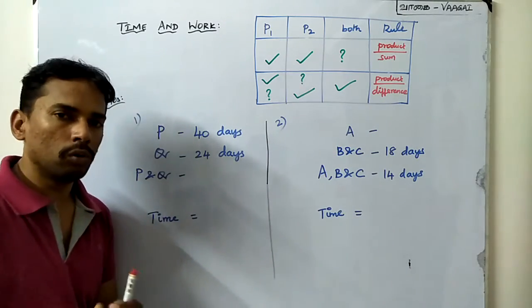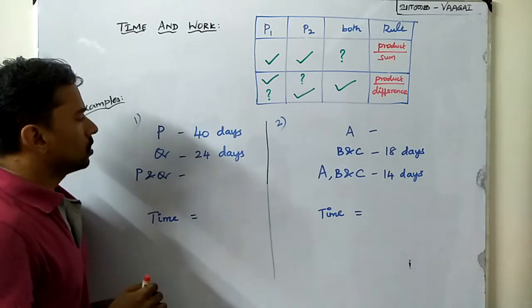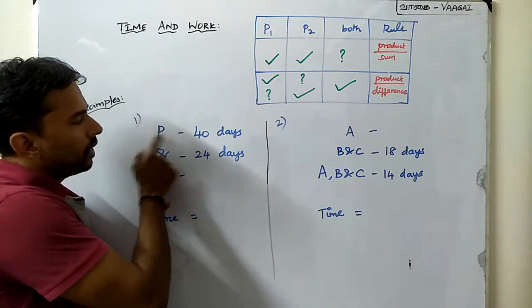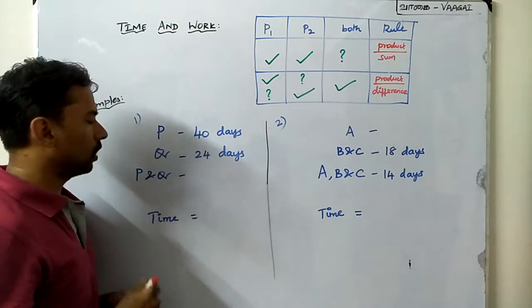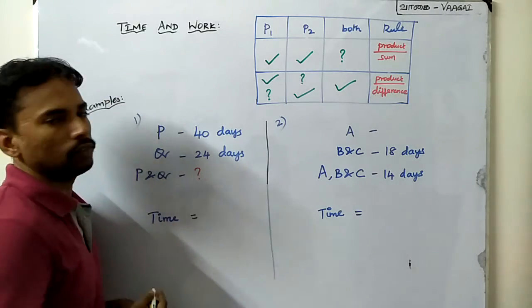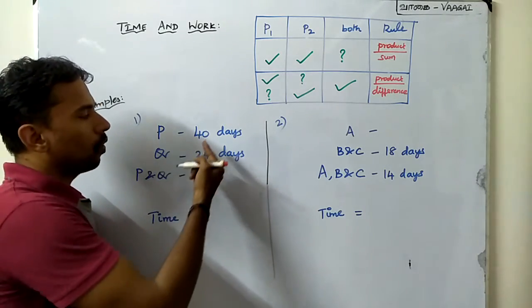Now we will quickly work out two examples here using the rules. Let's go to the question. See here, there are two people, P and Q. P takes 40 days to complete a work, and Q takes 24 days to complete the work. And the question is, if they both work together, how long will it take? So for this, we should be using the first rule. Okay, so here we have to use the product divided by sum.